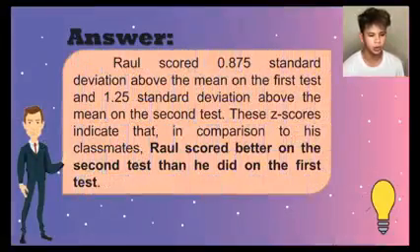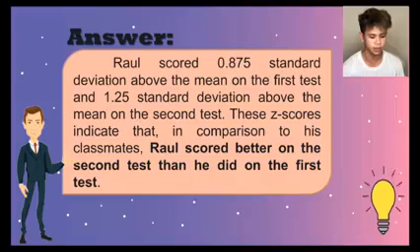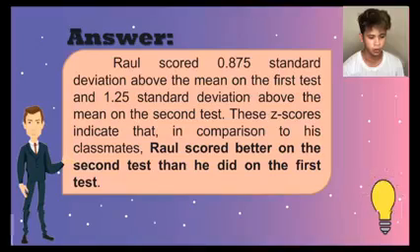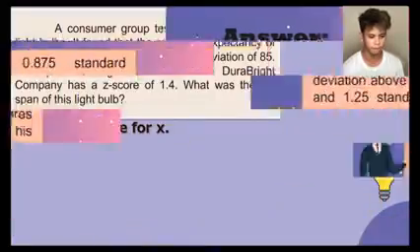Raul scored 0.875 standard deviations above the mean on the first test and 1.25 standard deviations above the mean on the second test. These Z-scores indicate that in comparison to his classmates, Raul scored better in the second test than he did on the first test.